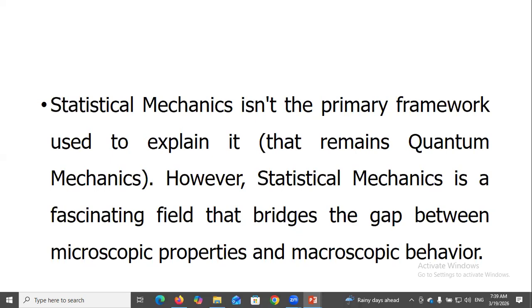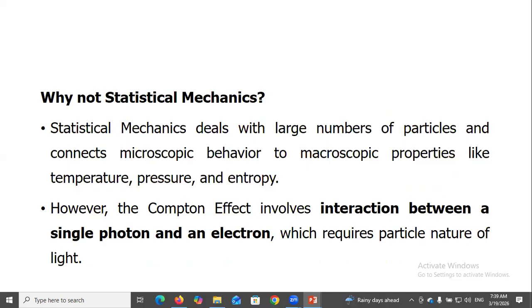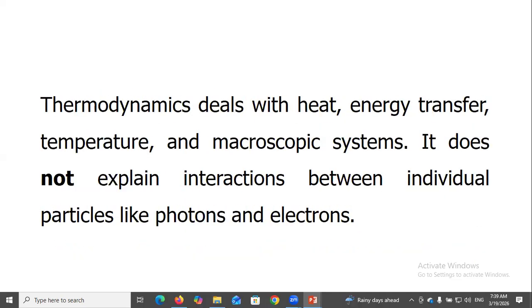However, statistical mechanics is a fascinating field that bridges the gap between microscopic properties and macroscopic properties like temperature, pressure, and entropy. Thermodynamics deals with heat energy, transfer, temperature, and macroscopic systems. It does not explain the interaction between individual particles like photons and electrons.